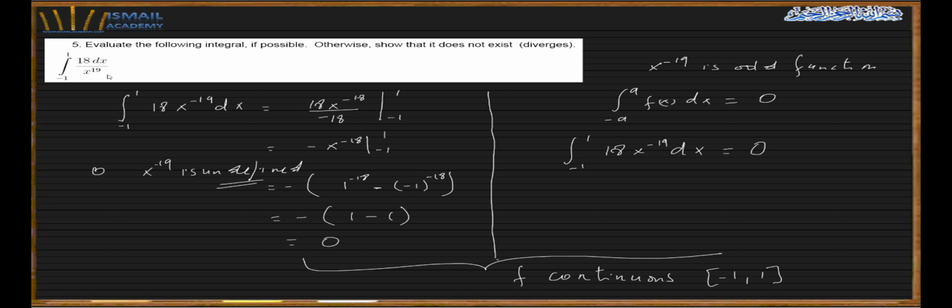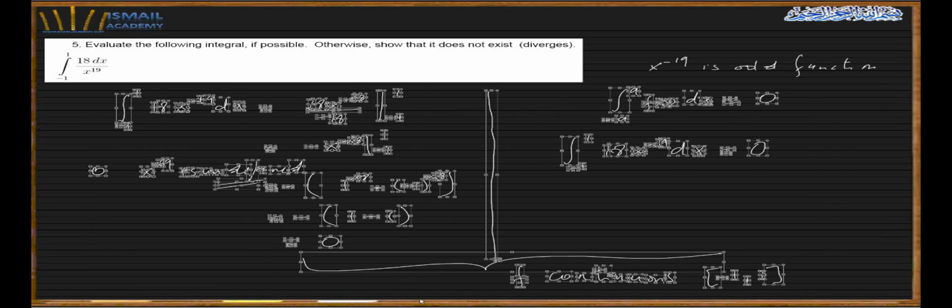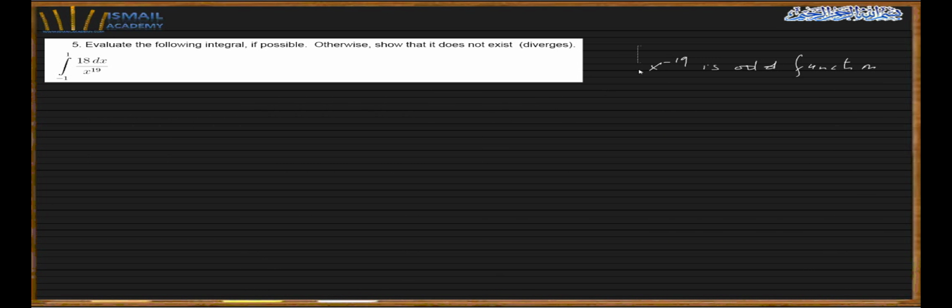So here is an improper integral, so we're going to treat it as a defined integral. Let me clear the board and let's do this. When it's an improper integral, we're going to split it at where the function is undefined. So this will become the integral from minus 1 to 0 of 18 dx over x^19 plus the integral from 0 to 1 of 18 dx over x^19.